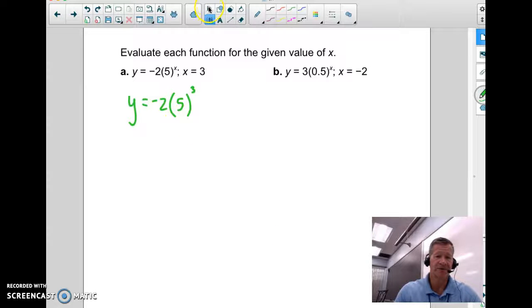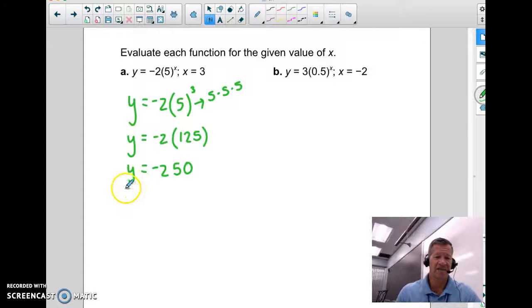Don't multiply the -2 times the 5 first. What we're going to do here is raise 5 to the third power, which means 5 times 5 times 5. Let me write that on the side here. 5 times 5 is 25, times another 5 gives me 125. So this is going to be y equals -2 times 125. Now multiplying those together, -2 times 125 is -250. And there's the value of y.